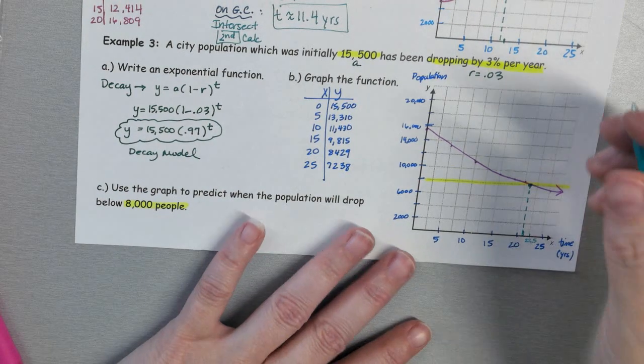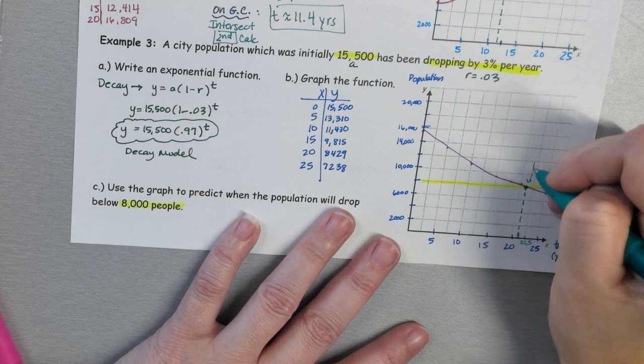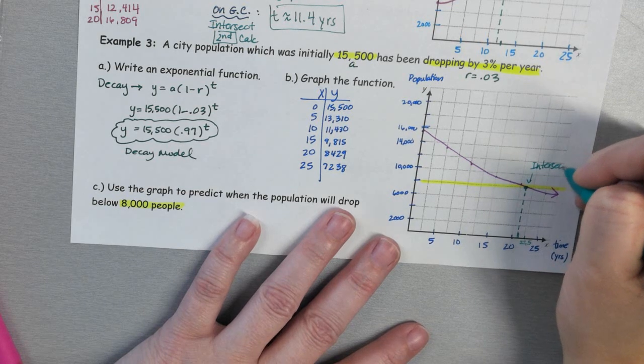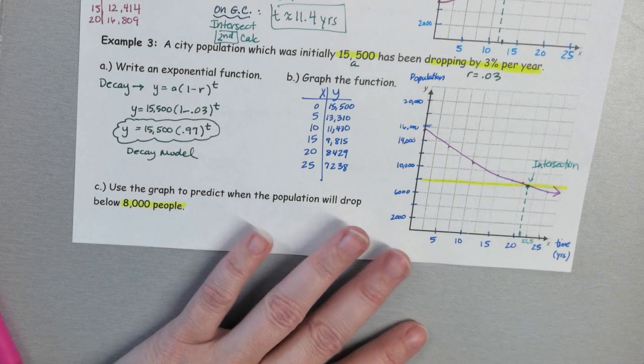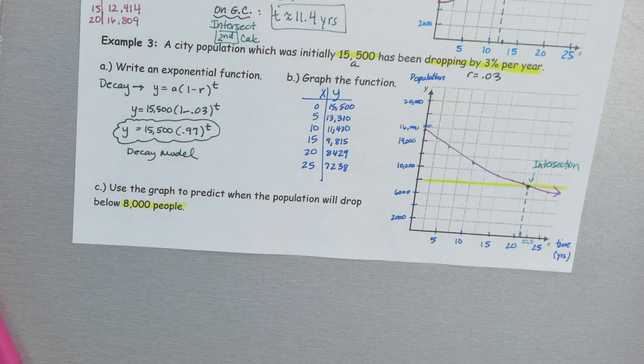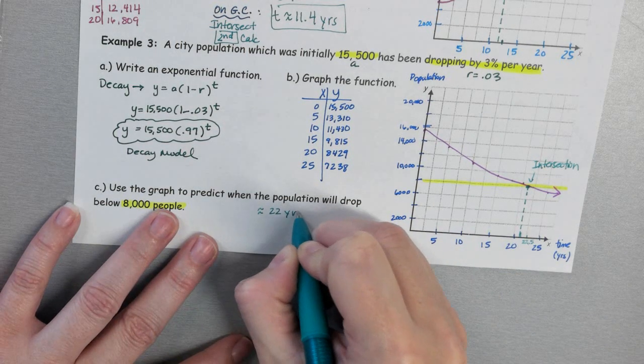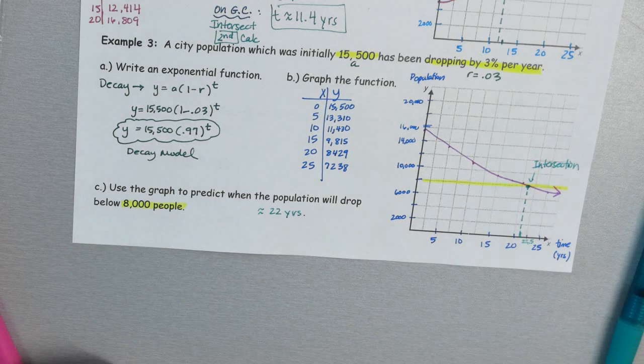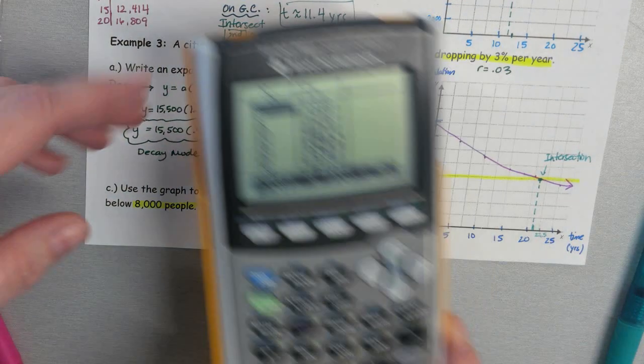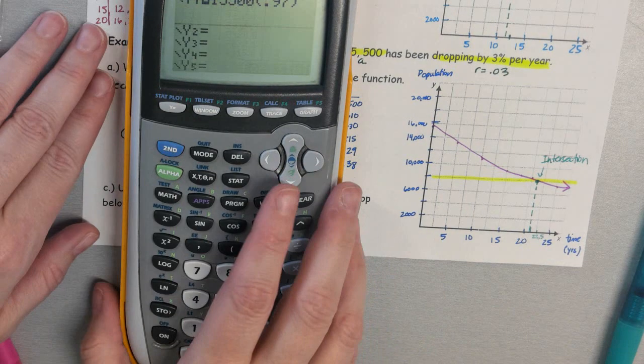Is that what showed up on your guys' graph? How did yours look? Was it around the 22-year mark? Okay, so that's what we would say, about 22 years. And then we can use our graphing calculator to find the exact point. We can see how good our graph is.